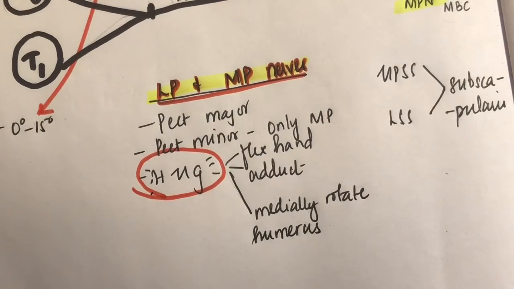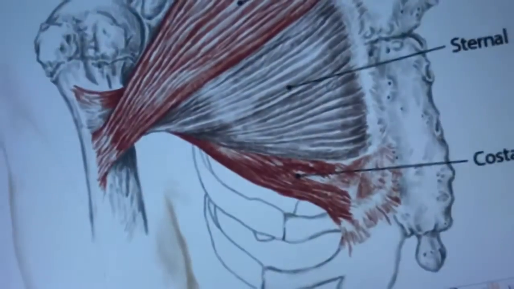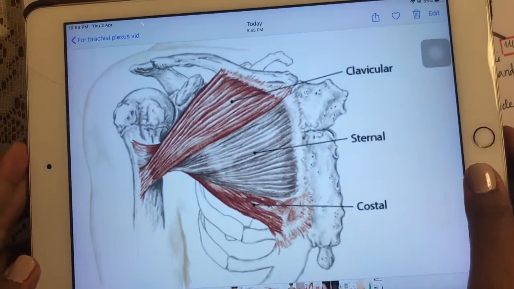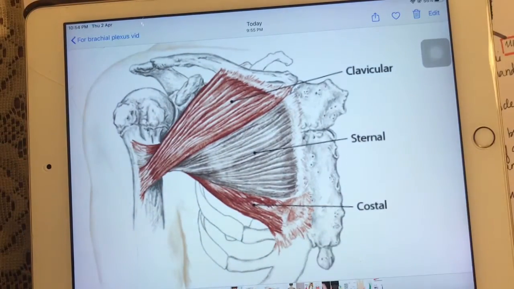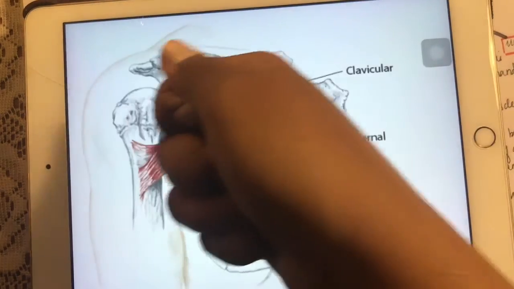So this is the pectoralis major. It has three origins: the clavicular, the sternal, and the costal origin. So every time you want to know about the action of a muscle, this is like a small tip. Always know the origin of the muscle, so it's easier to remember the action. So now imagine I'm pulling it towards the origin.